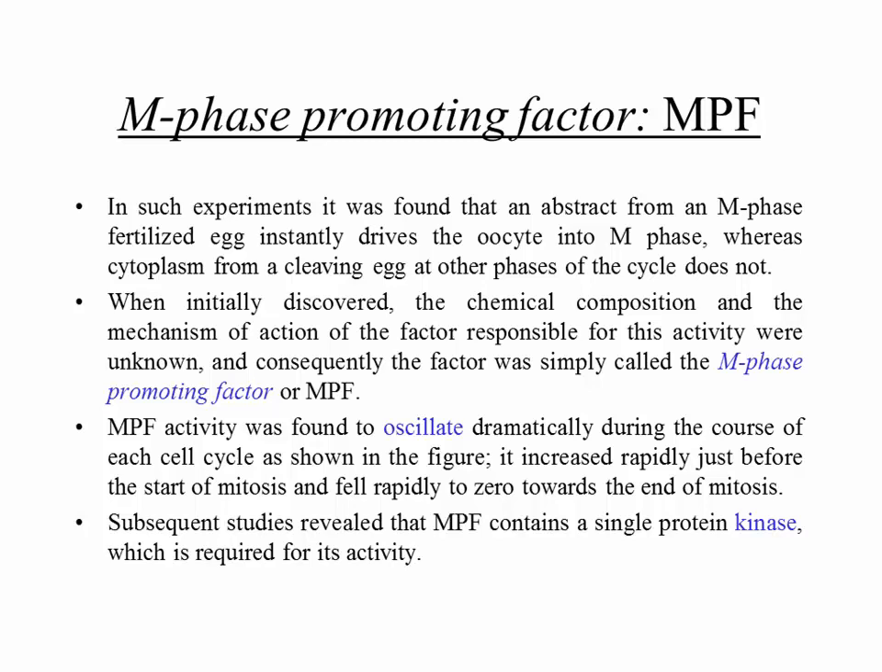So the M phase promoting factor activity was found to oscillate dramatically during the course of each cell cycle, as I showed you in that figure. It increased rapidly just before the start of mitosis and fell rapidly to zero towards the end of mitosis. So subsequent studies revealed that this M phase promoting factor contains a single protein kinase which is required for its activity.